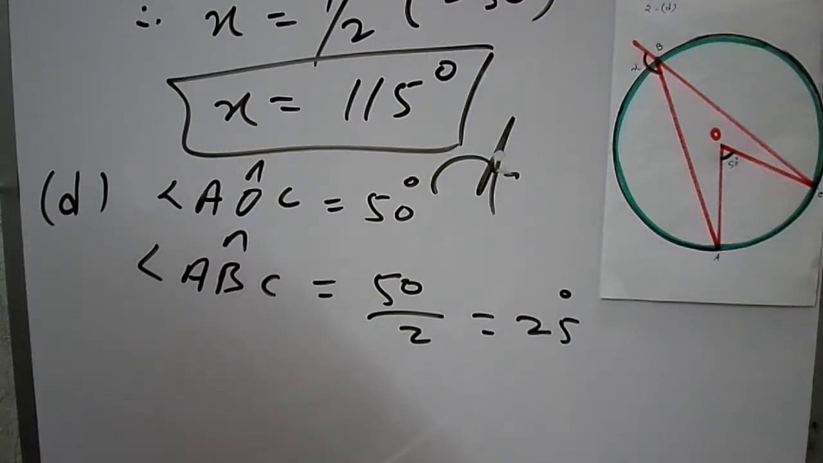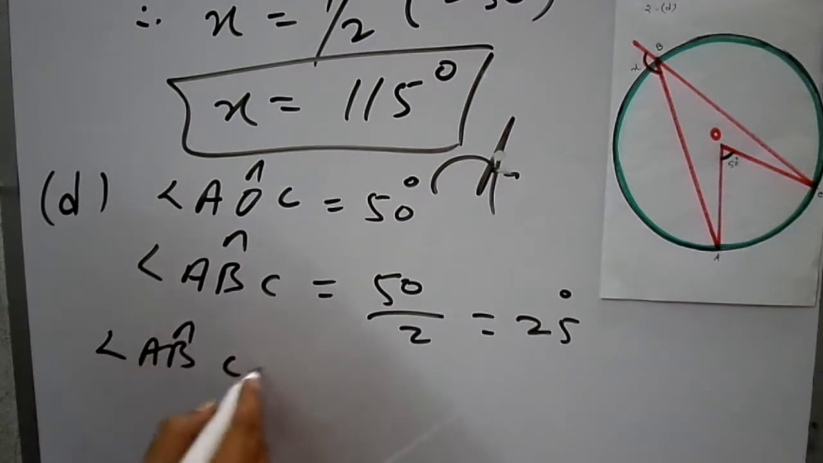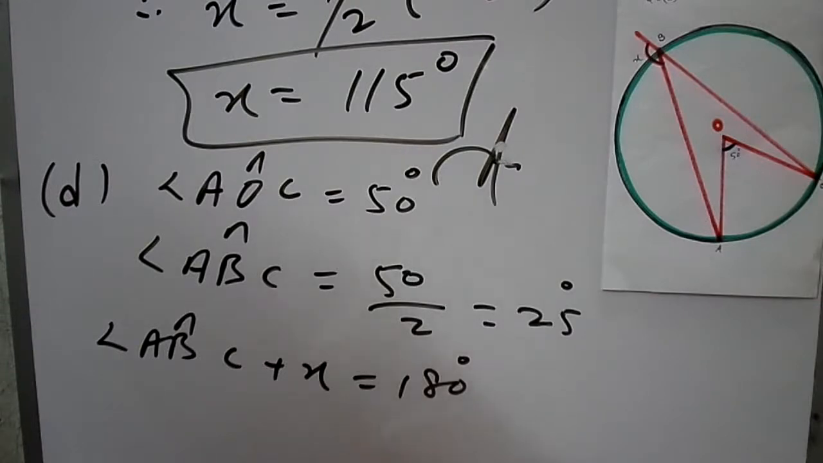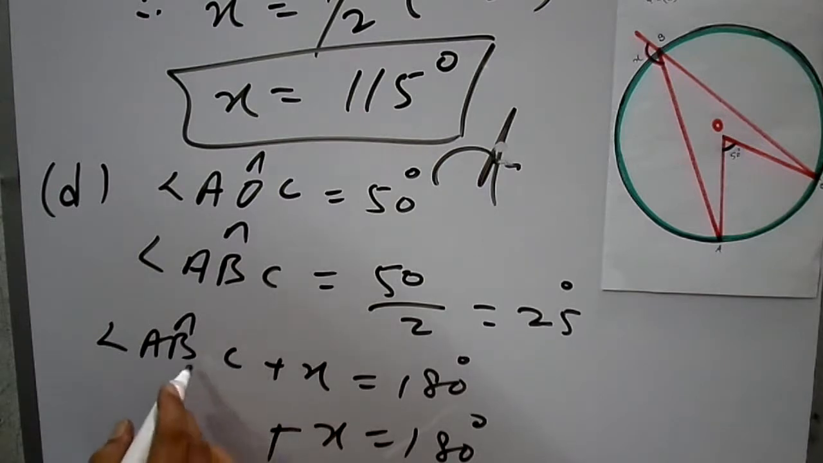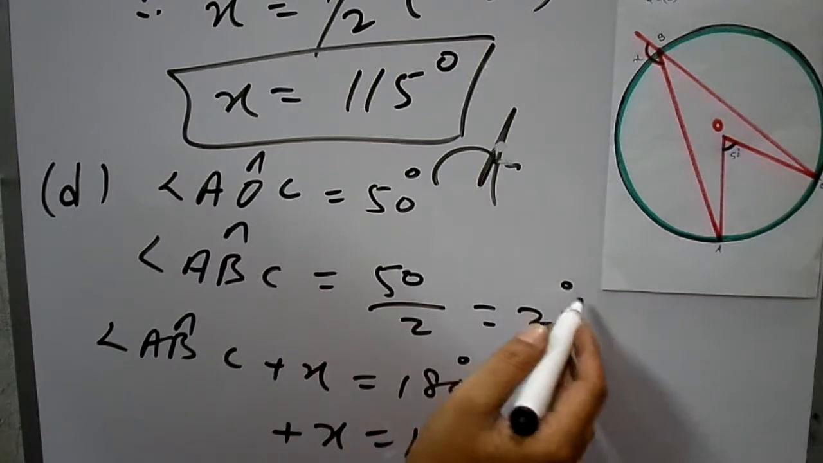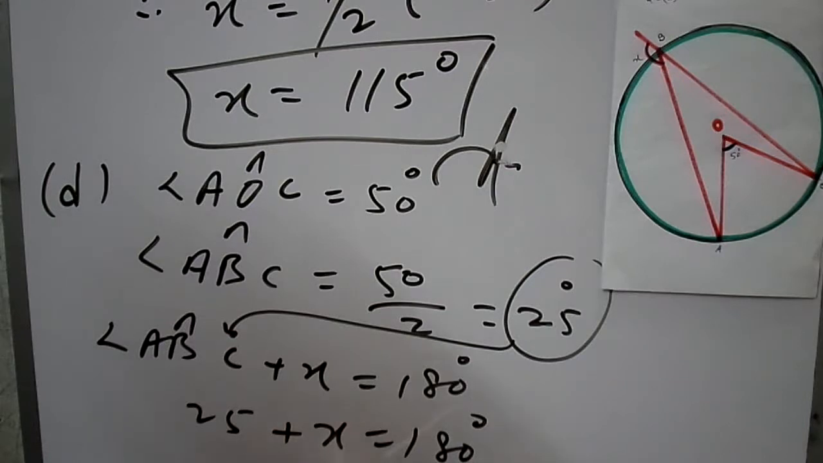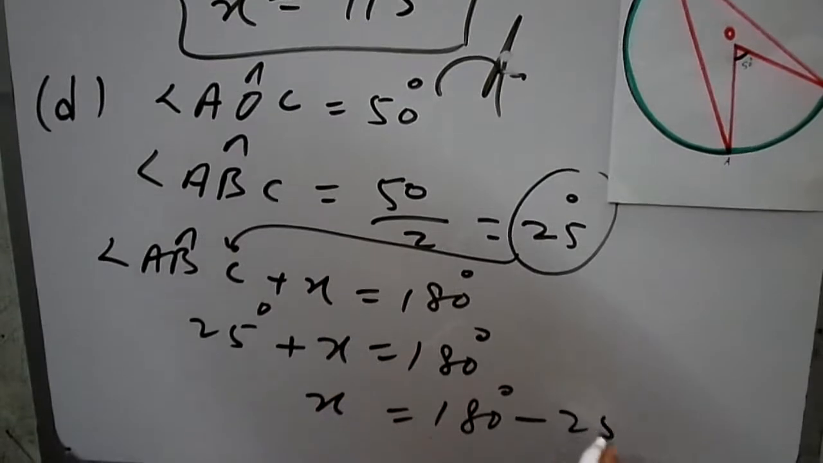And it should be noted that the supplementary angles, angle ABC plus X, is equal to 180 degree. So 180 degree, that is your X, plus ABC is 25. So use here this 25. So the value of X is 180 degree minus 25 degree. You will get 155 degree. So that is the value of X.